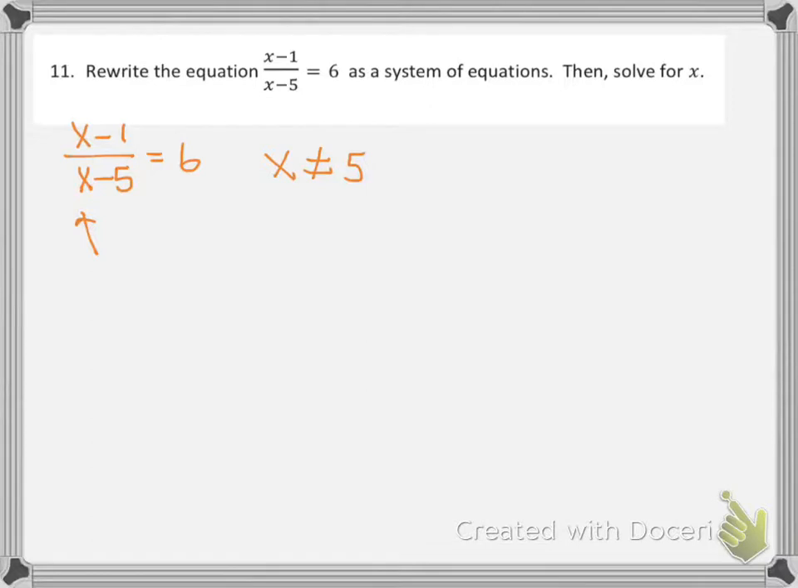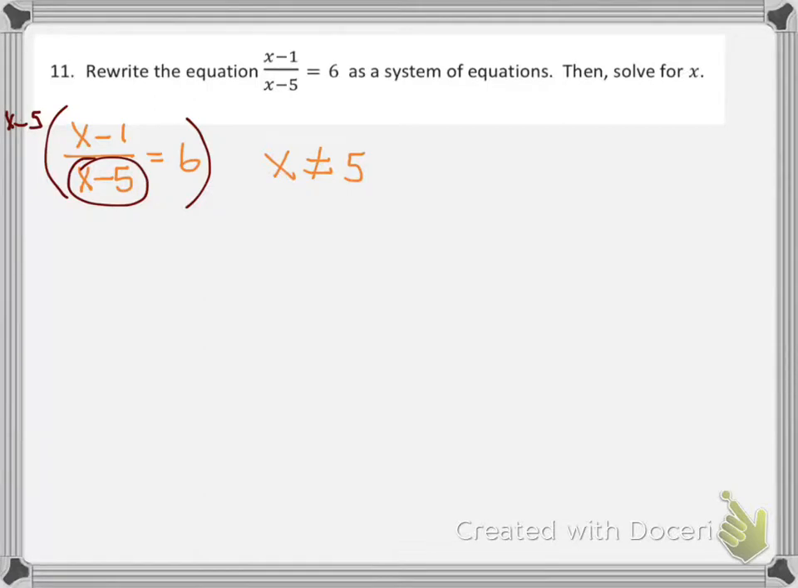So that's the system, and then solve for x. Well, if I'm going to solve for x, I need to first clear the denominators. I cannot have a fraction here. So I'm going to multiply everything by x minus 5. I want to get rid of the denominator here, so I'm going to multiply everything by x minus 5.